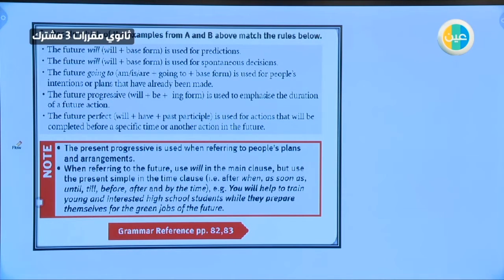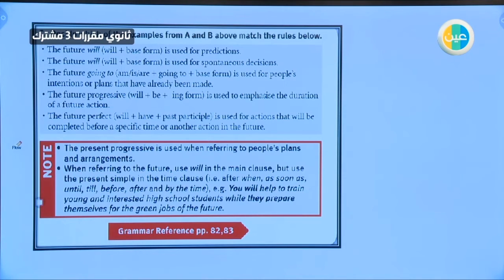The third form of the verb, because it's perfect, is used for an action that will be completed before a specific time or another action in the future. Then here you have two actions. Something happened before the other, okay?